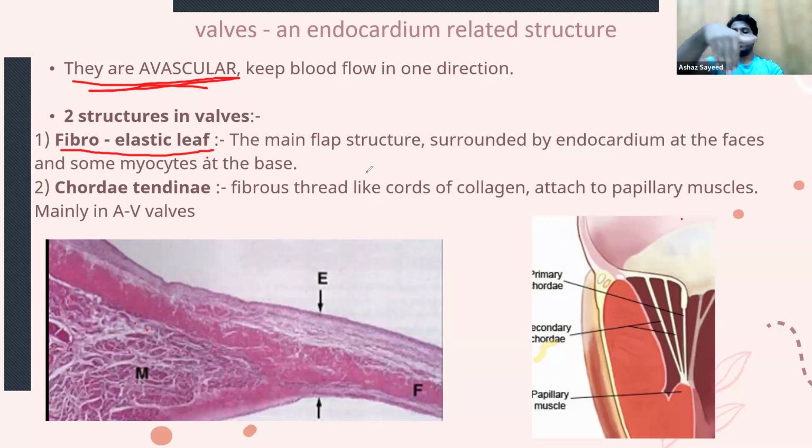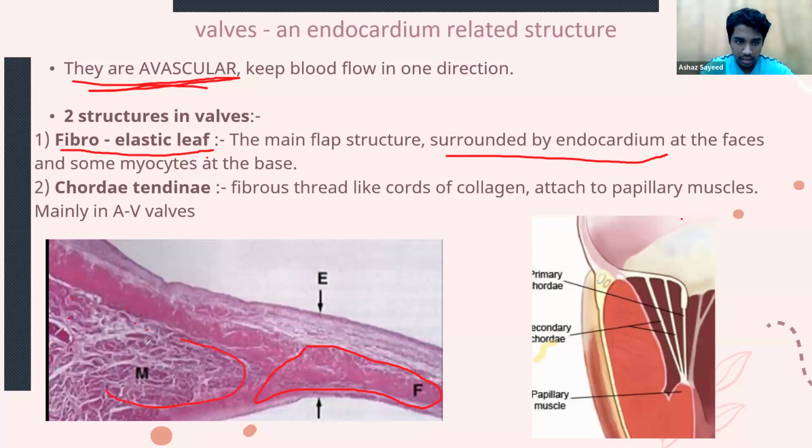The fibroelastic leaf is the main flap structure. The valve has three flaps this way, right? So the main leaf-like structure of the valve is the fibroelastic leaf. You can see in this diagram, this thing right here is the fibroelastic leaf. It's surrounded by endocardium cells. And then at the base, you have the myocytes. You don't really have to remember the structure all that much. They probably won't ask that. Just remember that you have two structures involved, the fibroelastic leaf and the chordae tendineae.